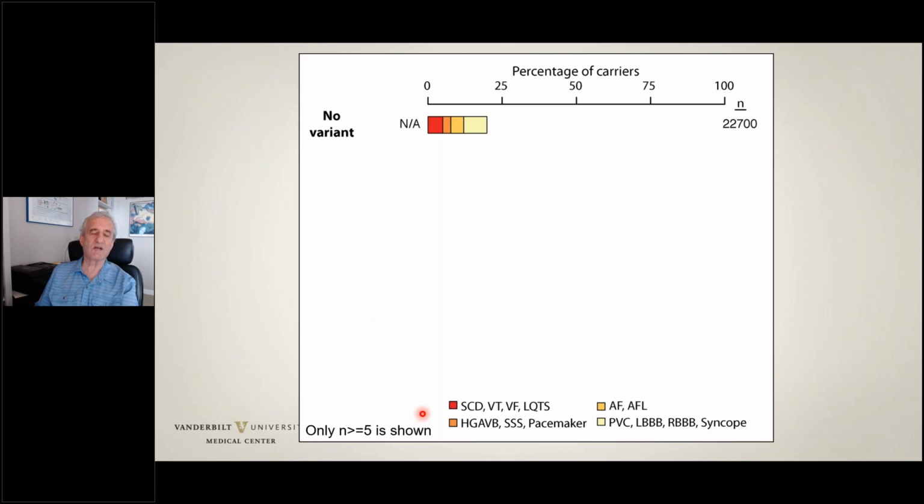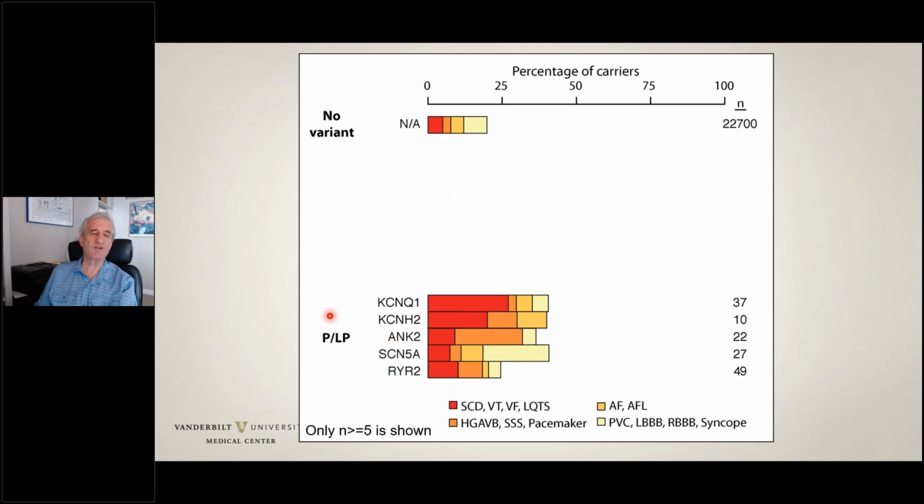We looked across the electronic health records and asked the question, did people carry any arrhythmia diagnosis at all? Not only long QT syndrome, but sudden cardiac death, ventricular tachycardia, high-grade AV block, sick sinus syndrome, atrial fibrillation or flutter, bundle branch block, premature ventricular contractions. Across the set of patients who carry no variants, these are the distributions of these diagnoses in the electronic health record.